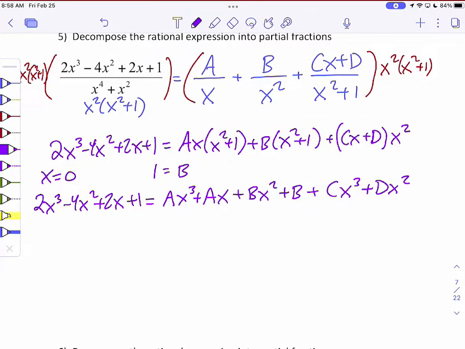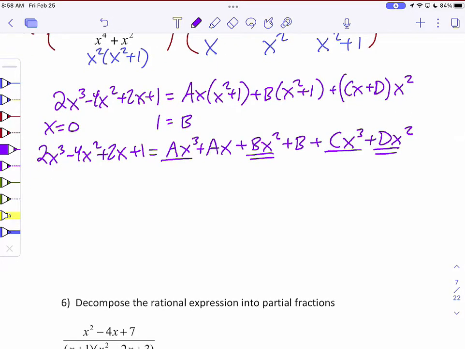So there's an x cubed here, an x cubed there. There's an x squared here, an x squared there. And those two don't add. Okay.